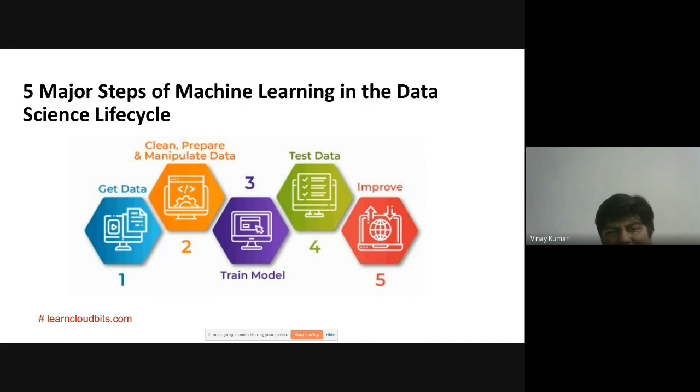Collecting data is considered the foundation step of machine learning. Collecting relevant and reliable data becomes very important, right? As the quality and extent of data directly impact the outcome of your machine learning model.